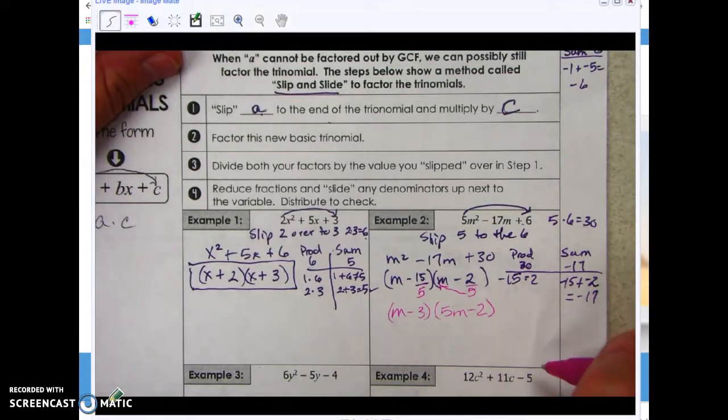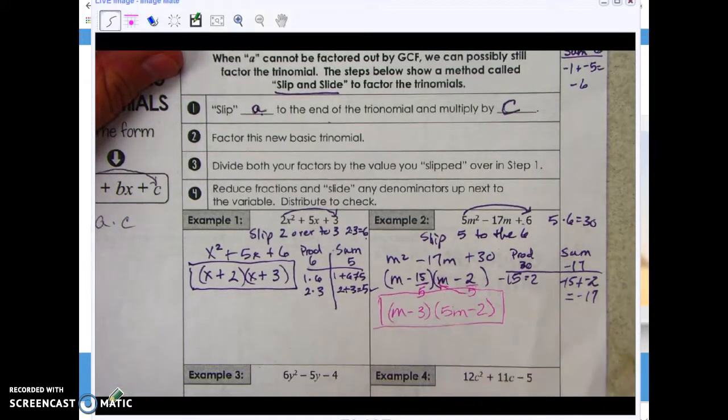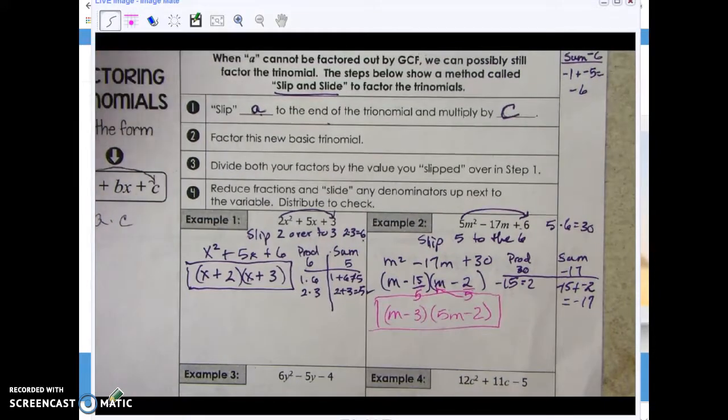In order to double check it, I would multiply it out. But that is the factored form that I'm looking for. Okay, so work that one through again. Try to make it make sense to you.